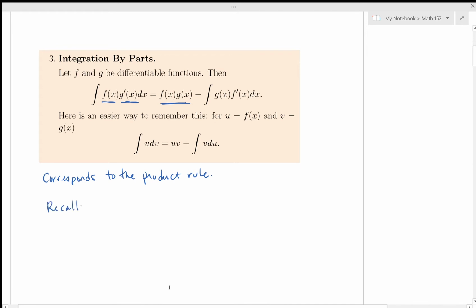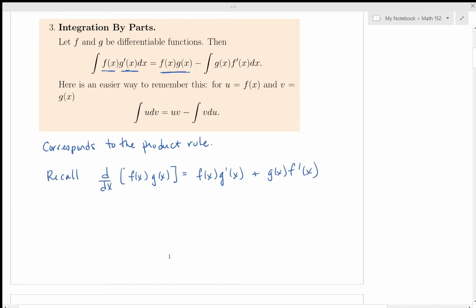Recall that the derivative of a product of two functions, f of x and g of x, is equal to f of x times g prime of x plus g of x times f prime of x. Okay, so that's the product rule from Calculus 1. Now let us imagine integrating both sides.